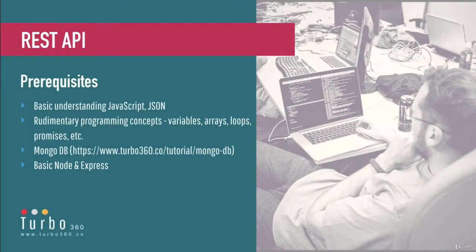So this is a beginner tutorial, but we do expect you to understand some basic concepts already. This is not for complete beginners. You should have a basic knowledge of JavaScript and JSON. You don't have to be an expert, but as long as you understand some basic JavaScript and JSON concepts, you should be fine. We do expect you to know rudimentary programming knowledge. So things like variables, loops, arrays, promises, that should all be understood by now. If not, you might want to go back to one of our intro series to get brushed up on that.